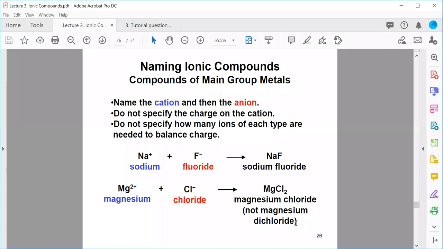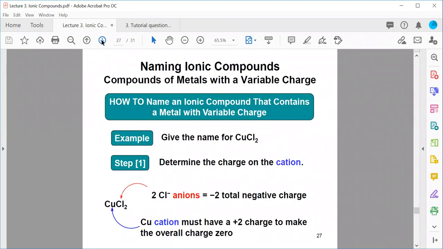We're not going to say magnesium dichloride, and the reason this is mentioned here is because the use of prefixes such as di and tri and so on, that's how you name covalent compounds, not the ionic compounds that we're looking at tonight. So that's one of the main differences between naming ionic compounds, which is what we're looking at on this slide, and covalent compounds, which we'll tackle next week. All right, so that's quite straightforward there.